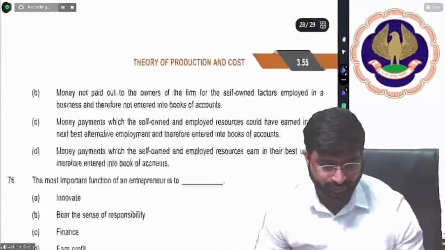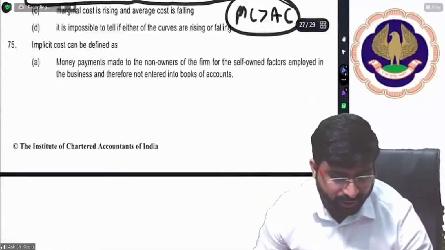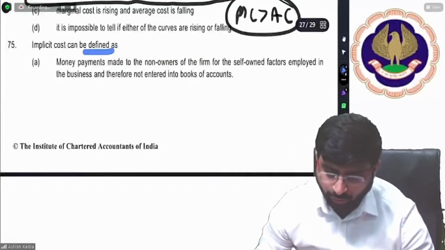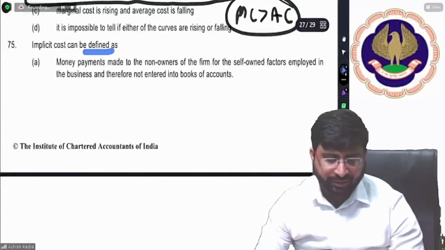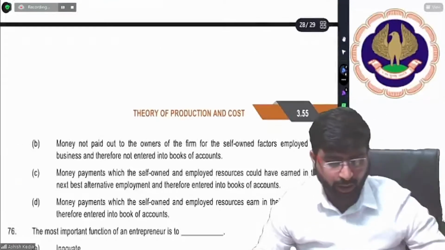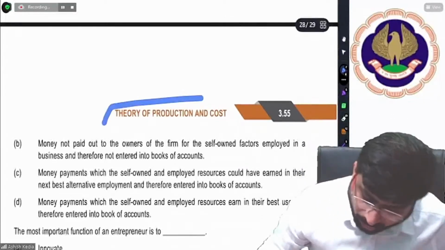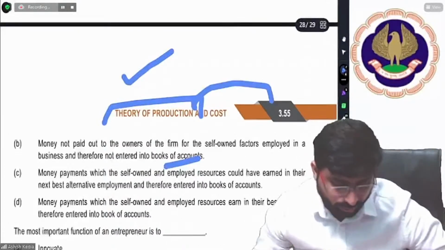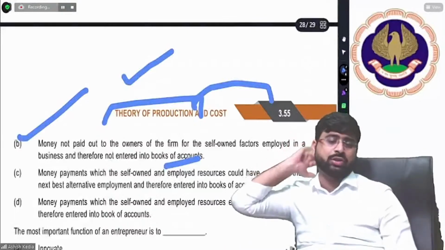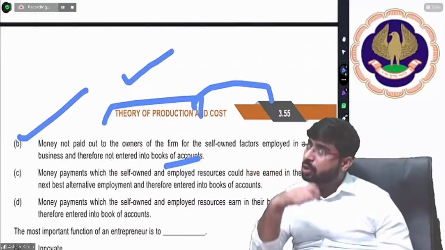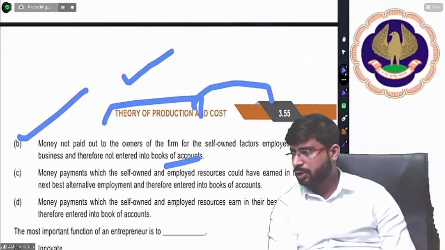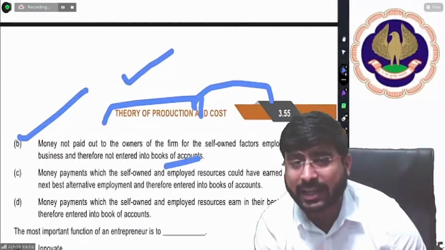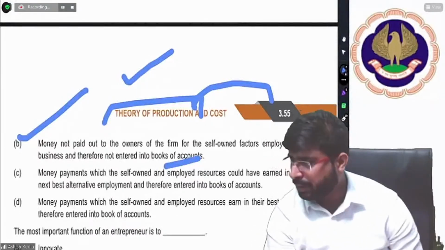Now let's see the next one. Implicit cost can be defined as money payments made to non-owners of the firm for self-owned factors employed in the business and therefore not entered in the books of accounts. Money not paid out to the owners of the firm. You must be the owner for self-owned factors and therefore not entered in books of accounts. Correct. That is implicit cost. You must be the owner and it must not result in actual outflow. You are just sacrificing an income, because instead of putting that out on rent, you are using it for your own business purposes.